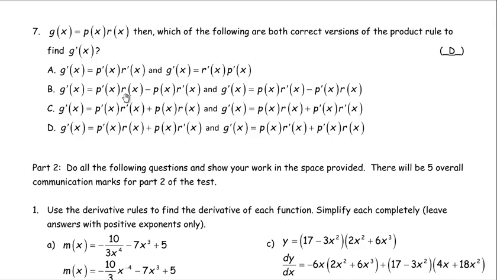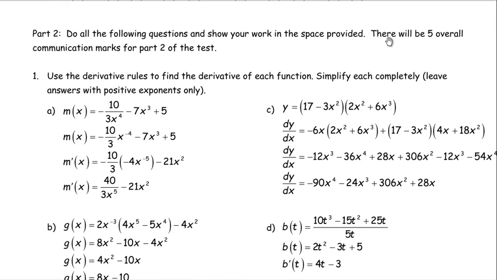B and D are kind of similar, except there's a subtraction sign here. If this was a plus and this was a plus here, it would actually be the same answer as D. So B is close, but not quite. And you can't find the derivative of a product by differentiating the two parts and just multiplying. That's not the correct product rule. So D is the only correct answer here.